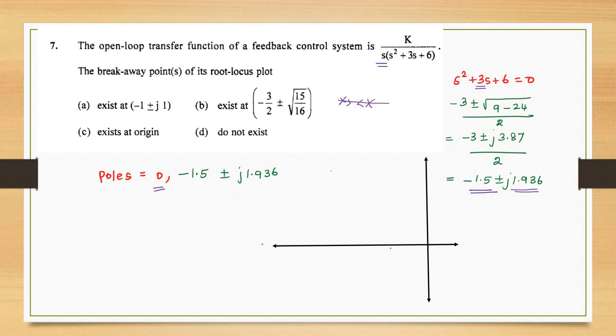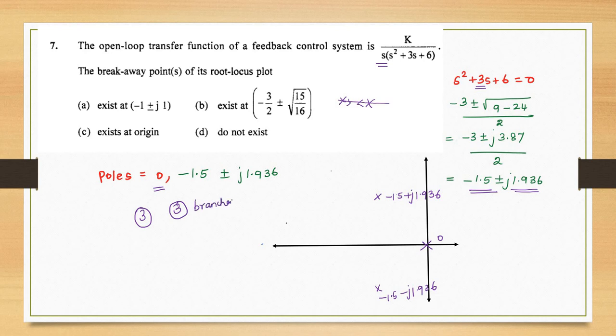So here I have to mark the poles first. The first pole is 0. The second one is minus 1.5 plus j 1.936. Here, minus 1.5 minus j 1.936. Okay, here how many poles? There are 3 poles. So 3 branches in a root locus.